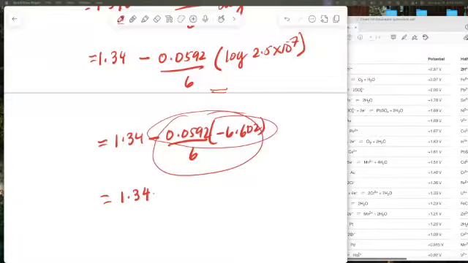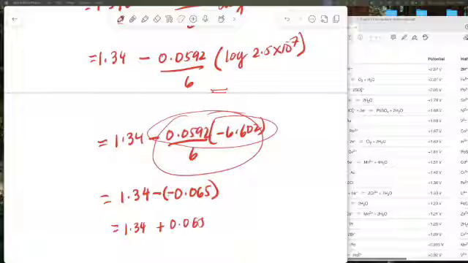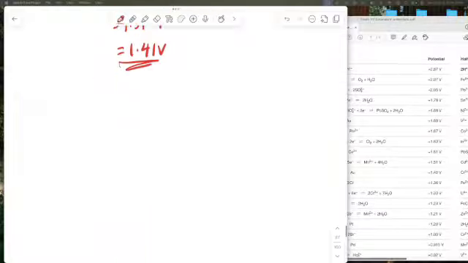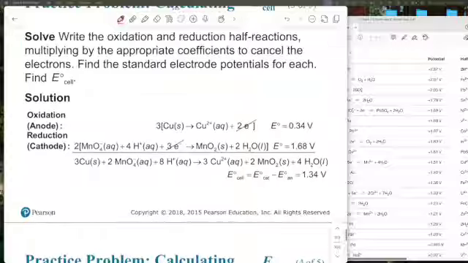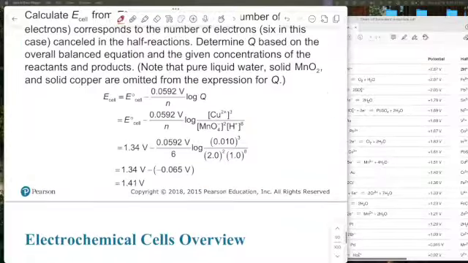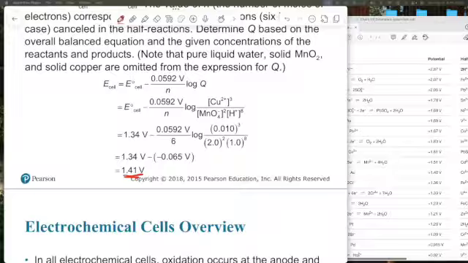So I end up with 1.34 minus 0.065. So this becomes plus. Minus and minus becomes plus, right? So 1.34 plus 0.065, and we end up with 1.41 volts. Okay, let's see what is obtained here. Okay, we got this part here, and we got this part right here.